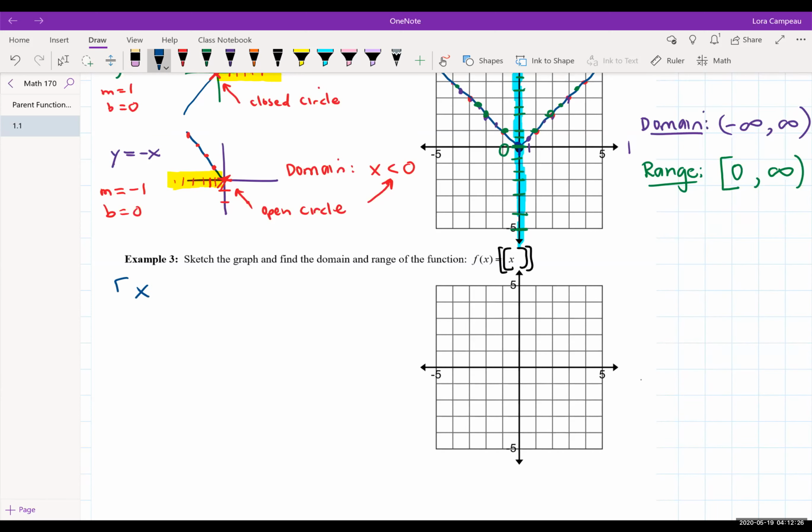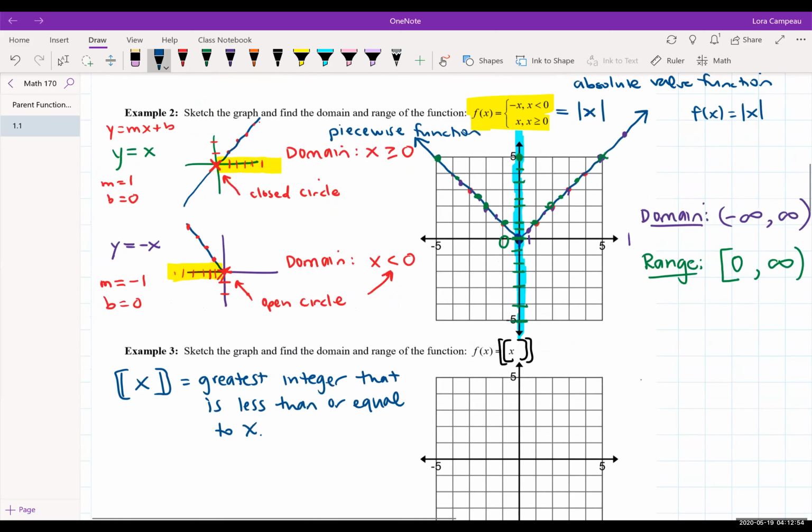So an X, a bracket, and they'll kind of do like a double mark to help them. That is actually defined as the greatest integer that is less than or equal to X. So it's a little more complicated than an absolute value function.